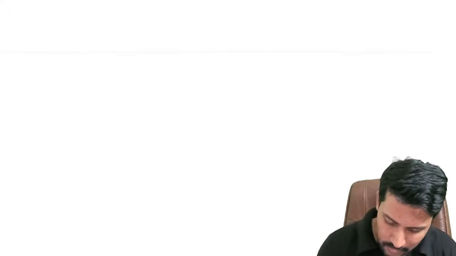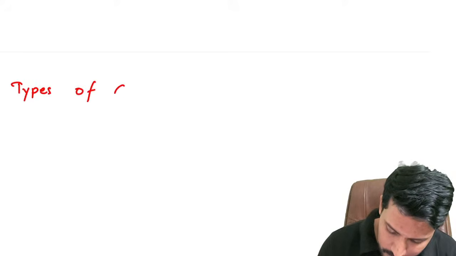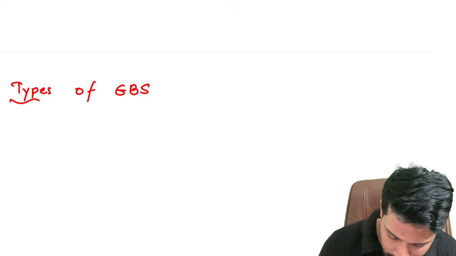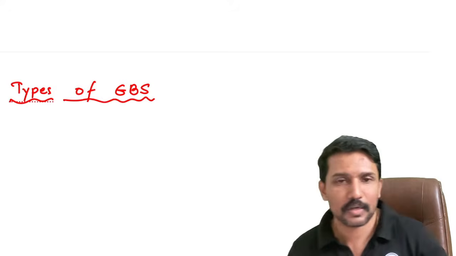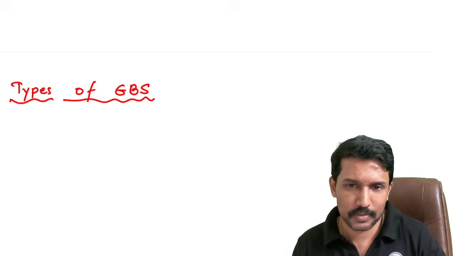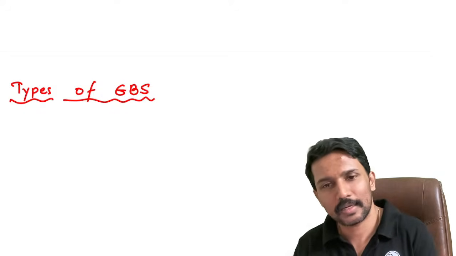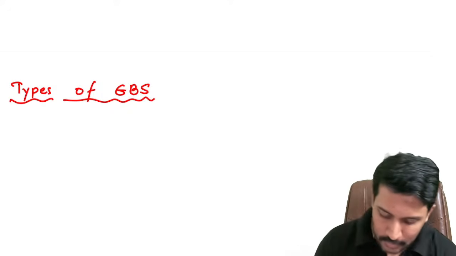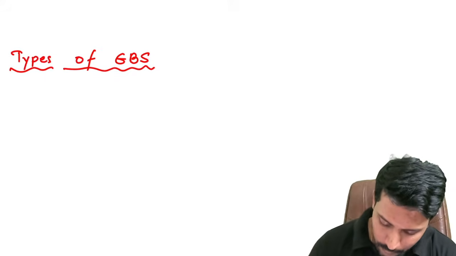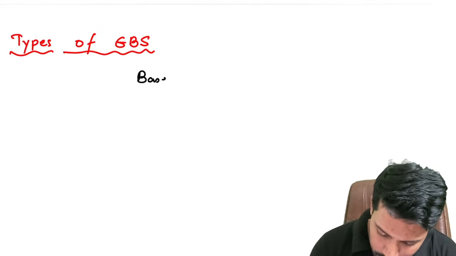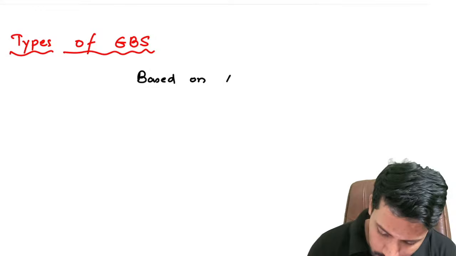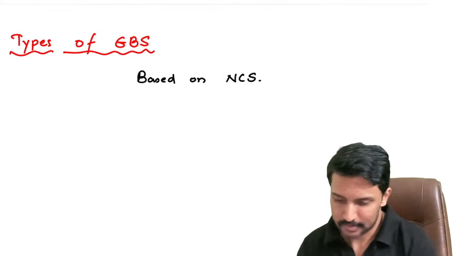Okay, so now let us learn about the types of GB syndrome and then we will conclude for the day. In the next neuro class, we will study myasthenia gravis, amyotrophic lateral sclerosis and stroke. Okay, so types of GB syndrome. The classification is based on nerve conduction study findings.